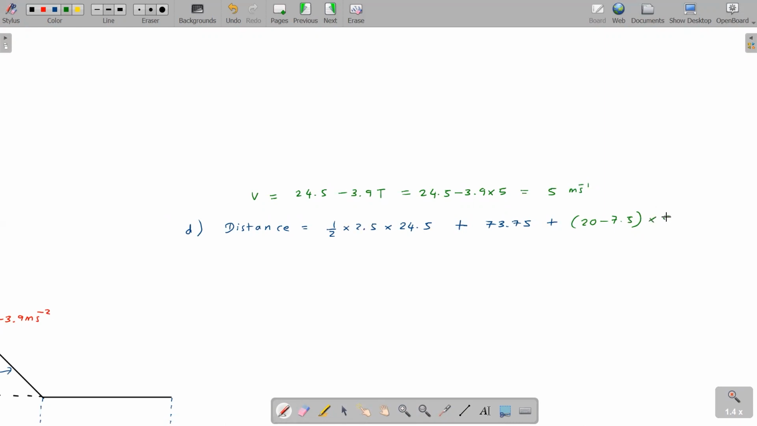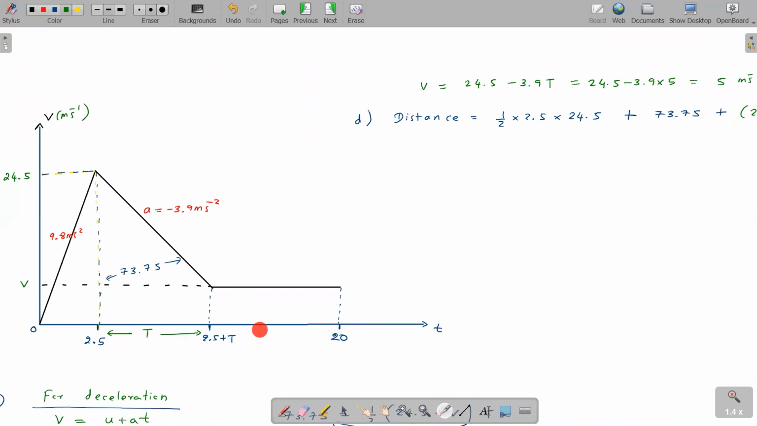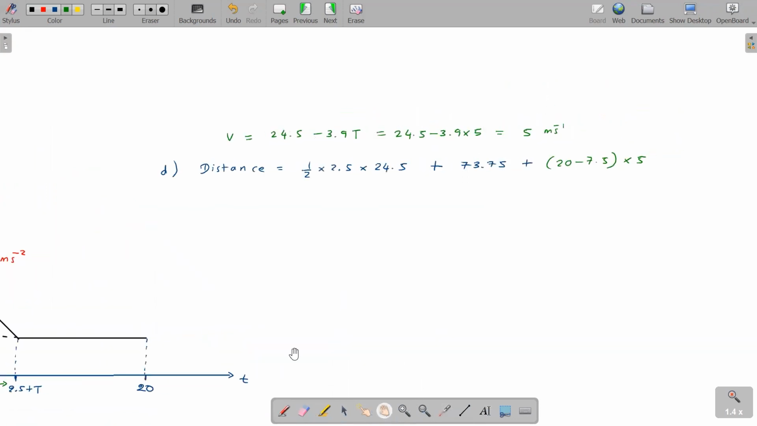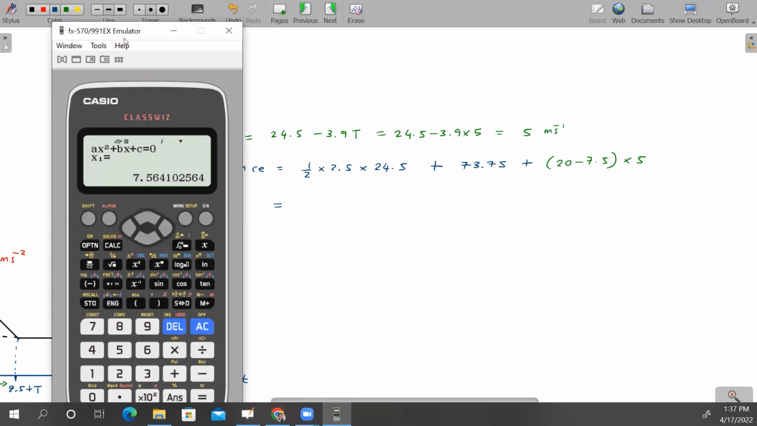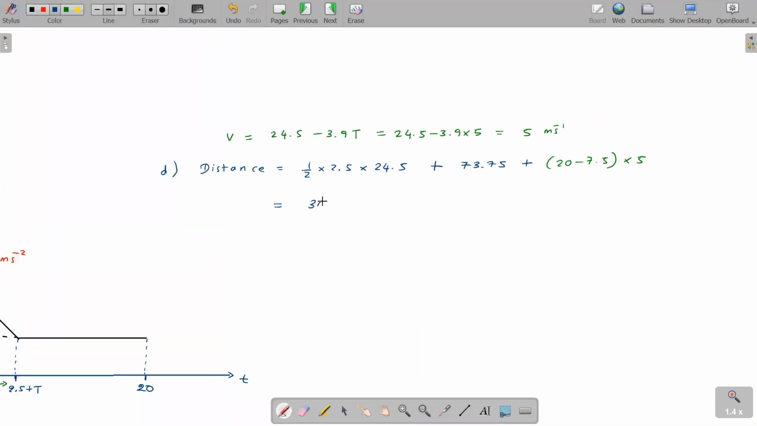Then the area of the rectangle is 20 minus 7.5 into 5, because 20 minus 7.5 is the width and the height is this V, which we found as 5. Do you agree? So now it's a matter of typing everything and getting the answer. Half into 2.5 into 24.5. We'll get that answer first. That's 245 over 8 or 30.625. This is the amount you're falling freely.